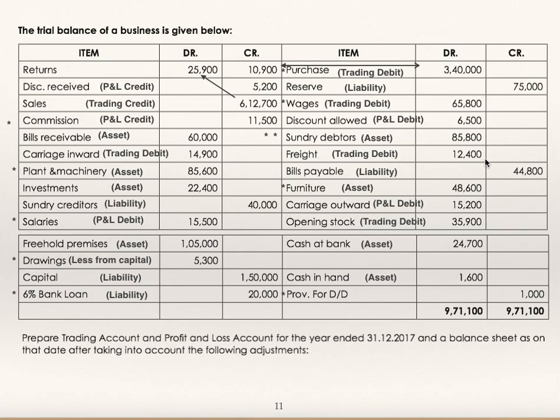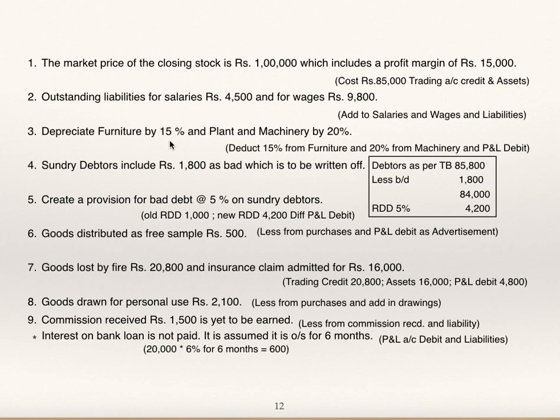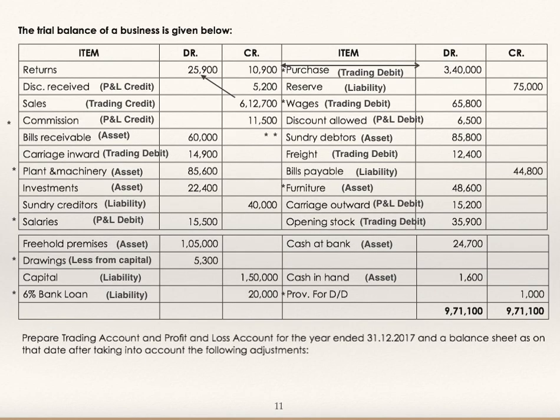Freight, trading account debit to freight, bills payable on the liability side. Furniture, asset side in the inner column, it has got adjustment, I have put a star. Depreciate furniture by 15%, deduct 15% from furniture and debit it to profit and loss account. Carriage outward, profit and loss debit. Opening stock, this is trading account debit first item. Remember this. Opening stock, trading account debit side to opening stock 35,900. Cash at bank, asset. Cash in hand, asset.